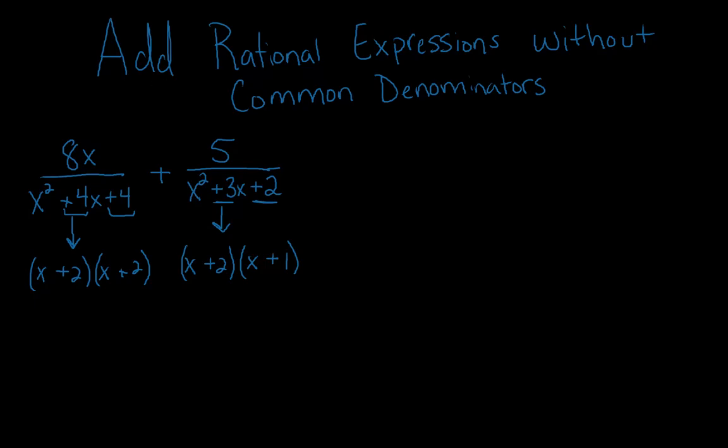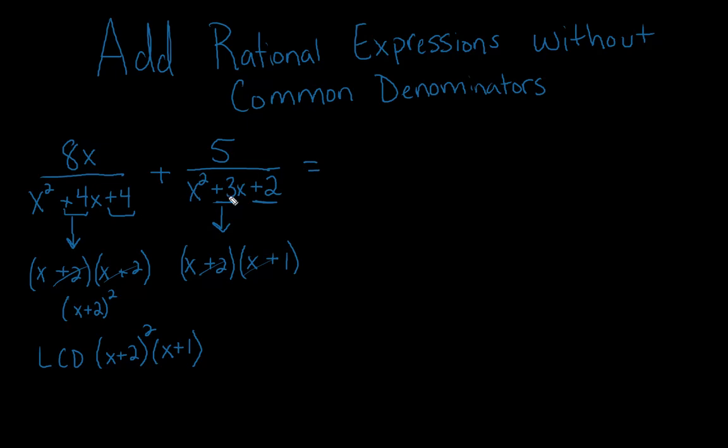Remember, we're going to multiply together all the unique factors. This can be simplified as x plus 2 squared. When we have the same factor between the two, we are going to use the one that has the bigger exponent. So our LCD is going to be this x plus 2 squared times this factor over here, x plus 1. That way we've got them all represented, and here is our least common denominator.